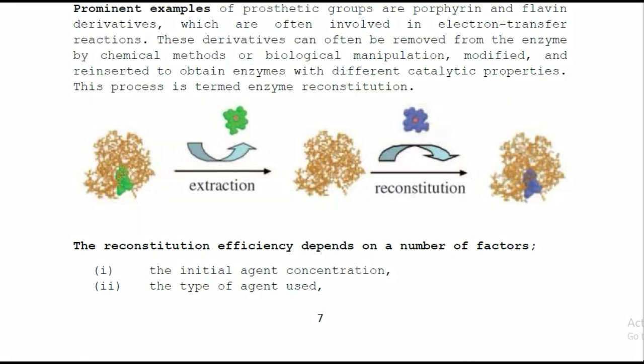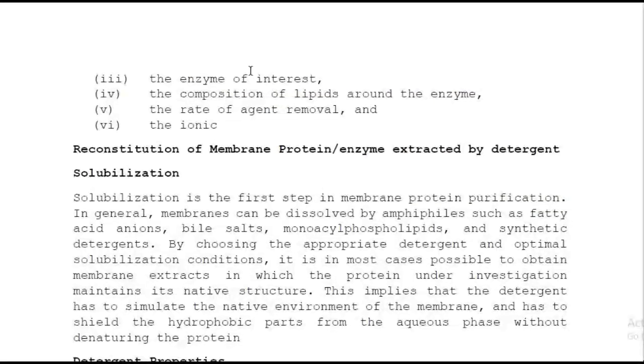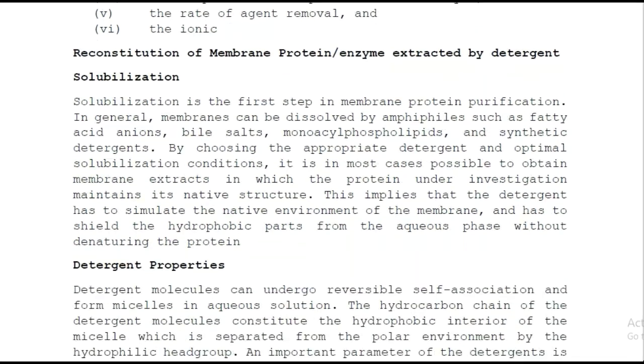Reconstitution efficiency depends on the initial agent concentration and the type of agent used. It also includes the enzyme of interest, the composition of the lipids around the enzyme before your extraction, the rate of agent removal, and the ionic charges. These are the factors that determine how successful your reconstitution is.